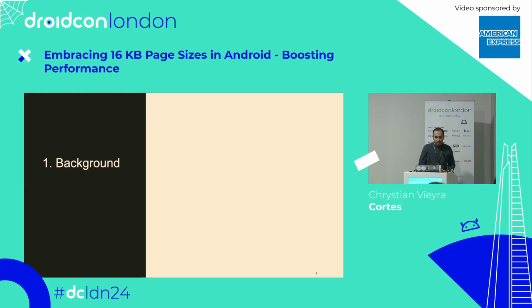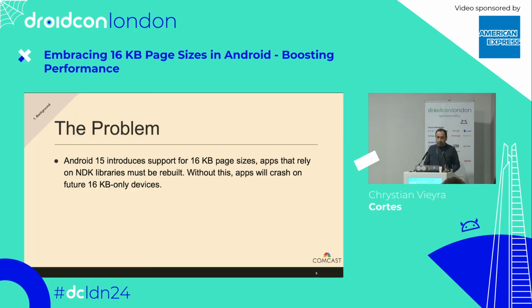So let's start with the background. Our problem coming up is that Android 15 introduces support for 16 kilobyte page sizes, and apps that rely on NDK libraries might experience crashes if you don't update. You'll have to rebuild your apps, otherwise they might crash. This feature has been available since Android 15 became available, which was, I think, 2 weeks ago. Google did the release on Pixel devices.